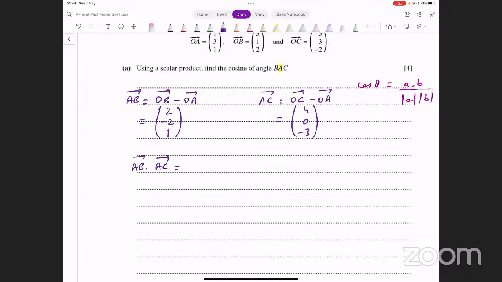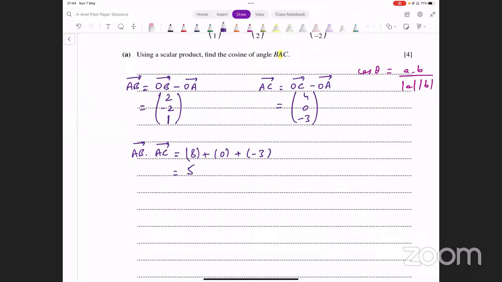Corresponding terms को multiply कर दें. 2 into 4, that's 8, plus minus 2 into 0 is just 0, plus 1 into minus 3 is minus 3. 8 minus 3, that gives us 5. The dot product is 5. Okay. What about the magnitudes?